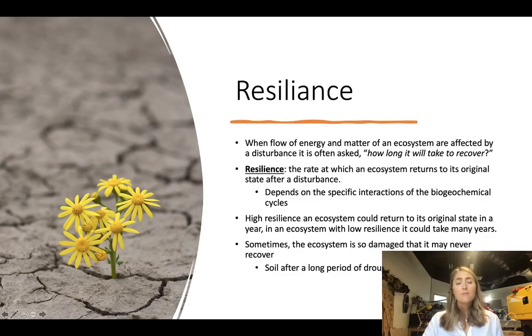So an ecosystem that has a very high resilience can return back to its original state very quickly. Generally, ecosystems that have a high resilience are ones that are the most species and genetically diverse, because you've got individuals within those populations that are able to withstand the disturbance and continue to propagate the population. And then they'll be able to adapt to the changing conditions. Ecosystems that have a lower resilience, that sometimes may never recover from whatever the disturbance is, are generally ecosystems that have a very, very low species diversity and a low genetic diversity.